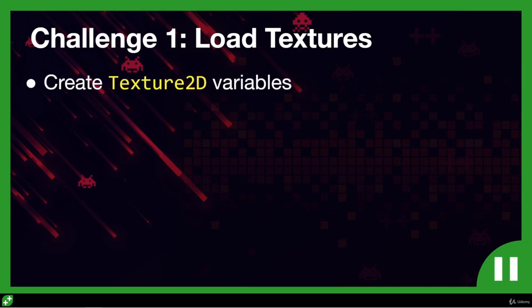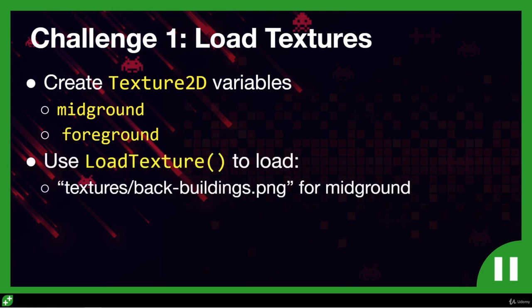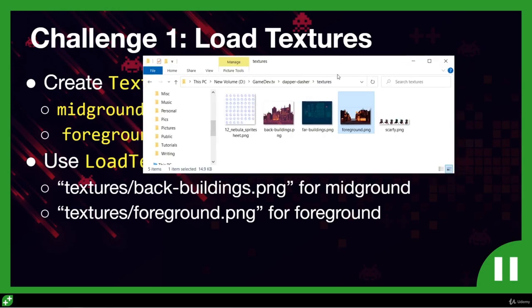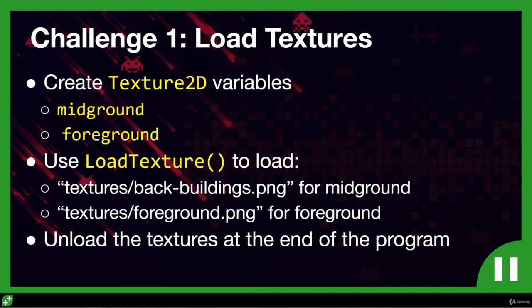You're going to create two Texture2D variables called midground and foreground, and you're going to use LoadTexture to load the textures/backbuildings.png for the midground and textures/foreground.png for the foreground. Remember, here's our textures folder. So this is where we're getting backbuildings.png and foreground.png. Don't forget, you need to unload textures at the end of the program. Pause the video and do this now.